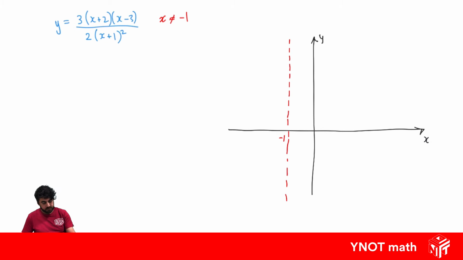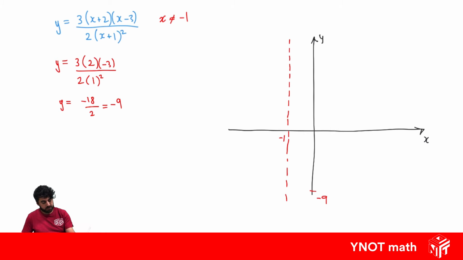Now, we can find some intercepts if we make x equal to 0. So let's go ahead and do that. So we'll just have 2 minus 3 and 1 squared. So let's have a look if there's any y-intercepts, so we'll get minus 18 over 2, which is minus 9. So we get a y-intercept of minus 9. So somewhere down here we know there's a y-intercept.